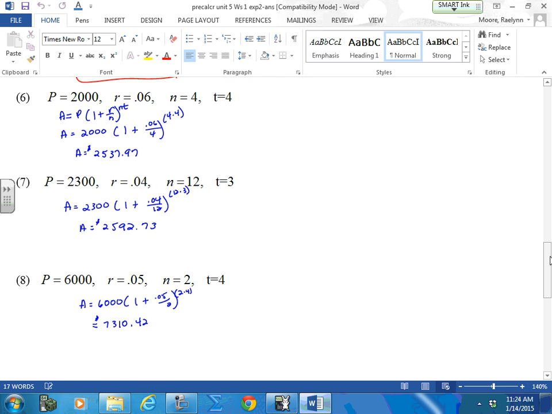Okay. We invested $2,300 at 4%. We compounded monthly for 3 years. And we can see what we come up with. We had $6,000 at a rate of 5%, compounded twice a year, semi-annually. Biannually, semi-annually are the same too, for 4 years. And again, leave it in money, two decimals.